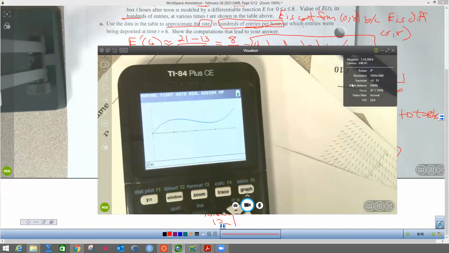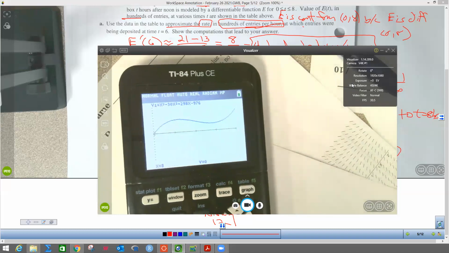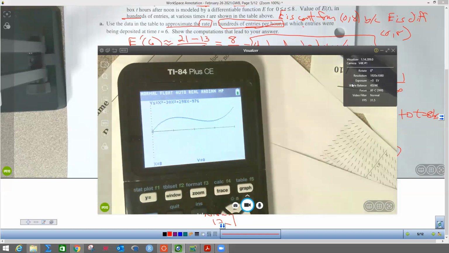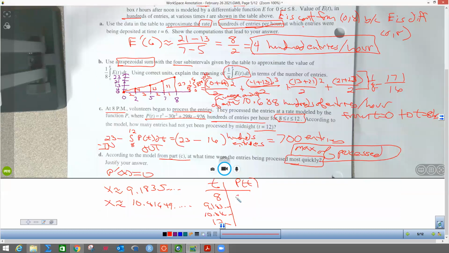And my first value is 8. So I'm going to hit 8. I'm going to look at that. That says at 8 there were 0 processed. So I'm going to come back over here to my chart. I could save those if I wanted, but I'm not going to. I'm going to put 0 here. That's that process. Then I'm going to hit second.